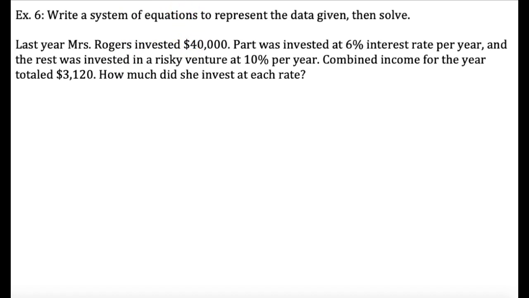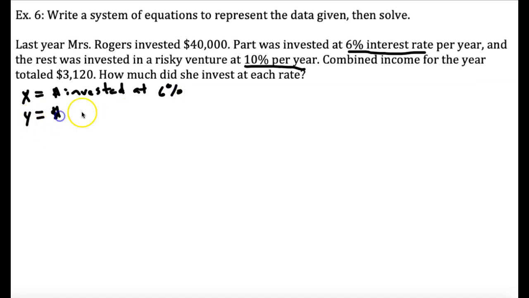So let's first just assign some variables. I usually just like to use x and y. So the two different things we're talking about are, well, some of the money was invested at 6% interest rate, and then some of it was invested at 10% interest rate. So what we can say is x is equal to the amount of money invested at 6%, and we'll say y is the amount of money invested at 10%.